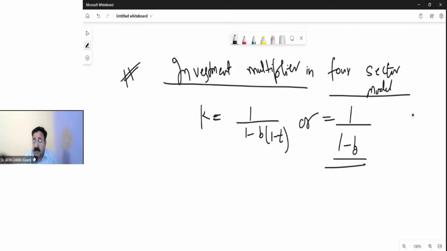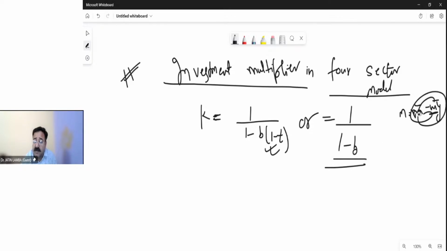Sir, why not the effect of m? Because in import it is also M equal to M bar plus m y. So why we are not subtracting this? है ना? Many of you have this in your mind, right? Same as in 3 sector model, 1 minus t will be taken if the tax rate is given. If tax rate is not given, take the 1 minus b.